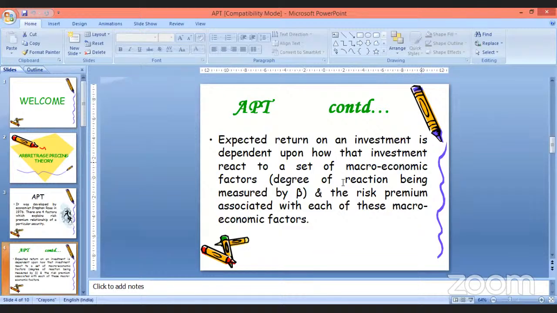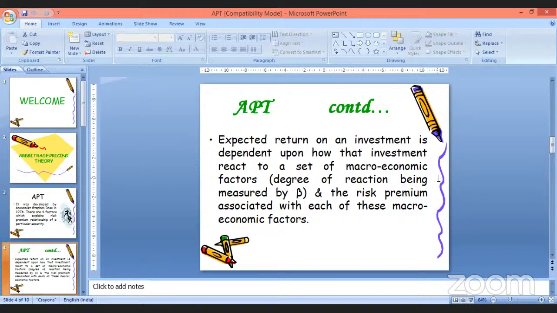These macroeconomic factors, that means the degree of the reaction, is measured by beta. Beta is the risk coefficient of an individual security. For an individual security, risk is associated with systematic risk. If you are managing or diversifying your portfolio, then unsystematic risk tends to 0. So the degree of reaction is measured by beta.